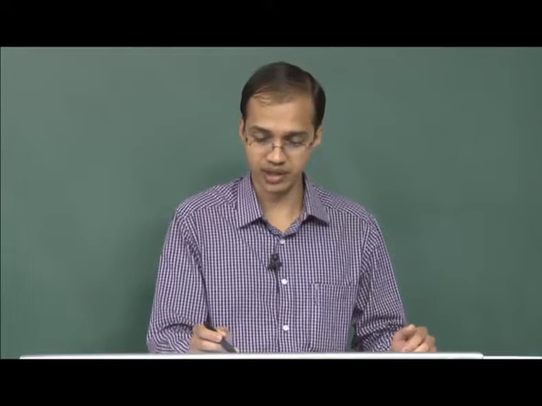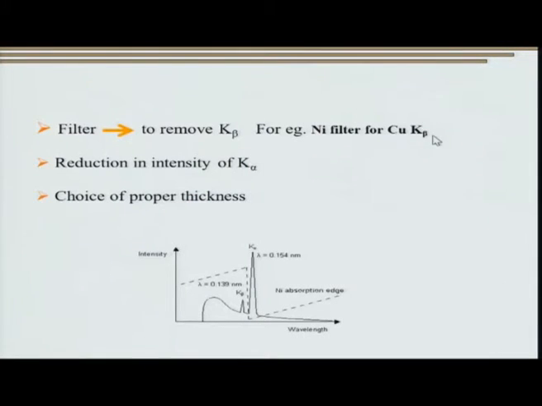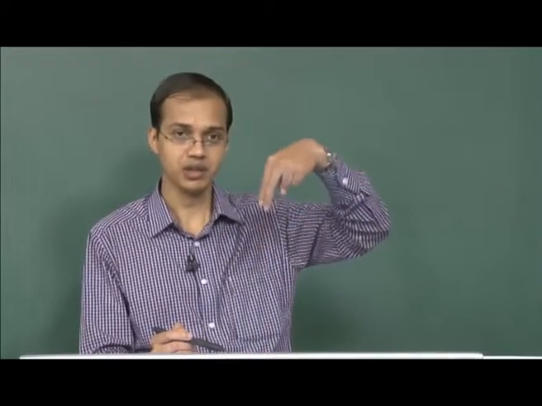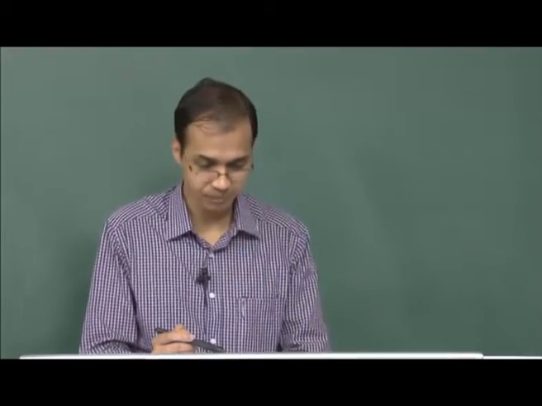Having said that, we know that generally for copper, to remove copper K beta, a nickel filter is essentially used. However, when we use a filter, we see that there is a reduction in the intensity of K alpha 2. Therefore, the choice of proper thickness of the filter is very essential to ensure that we do get a high intensity K alpha beam. So, this filter comprises nothing but a thin foil of the metal which is inserted in the path of the X-ray beam.